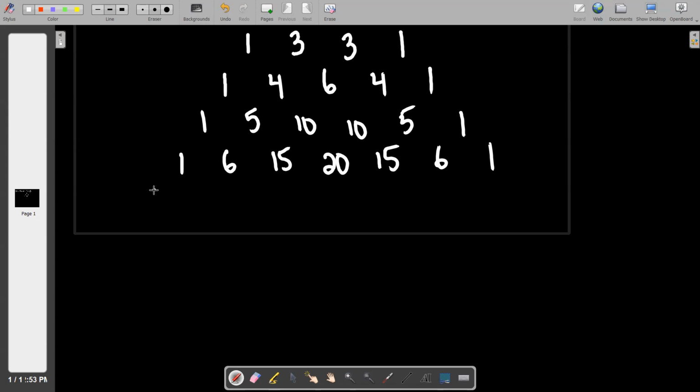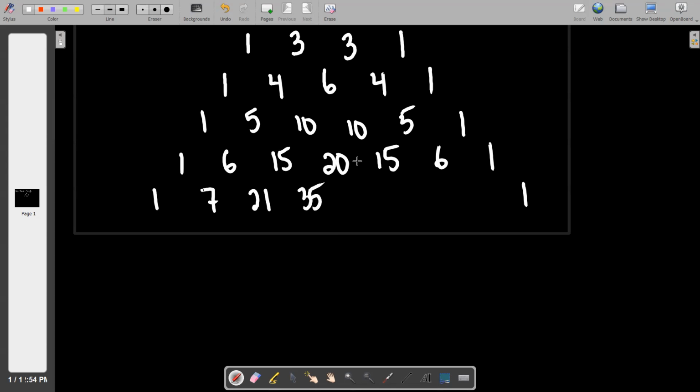So next row, 1, end with a 1. And the missing numbers are: what goes in between 1 and 6? What goes in between 6 and 15? What goes in between 15 and 20? 35.